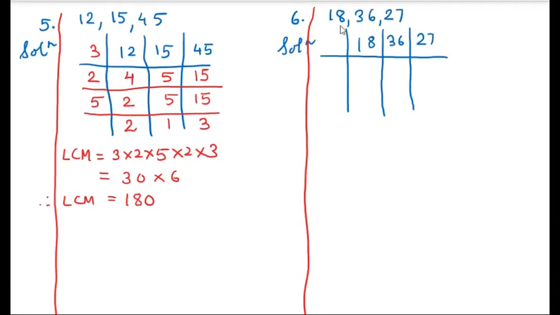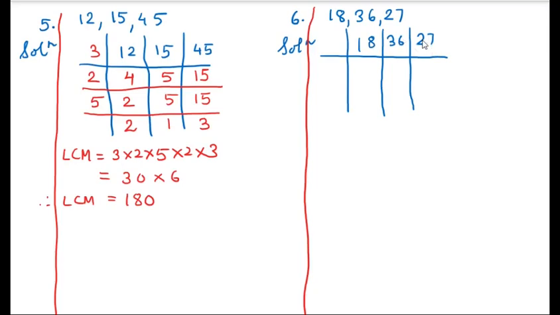Let us now begin with the sixth sum, 18, 36 and 27. So I have written here the same numbers. So all these three numbers are divisible by 3. Yes or no? All the numbers are not divisible by 2. First two are divisible by 2. Third one is not divisible by 2.